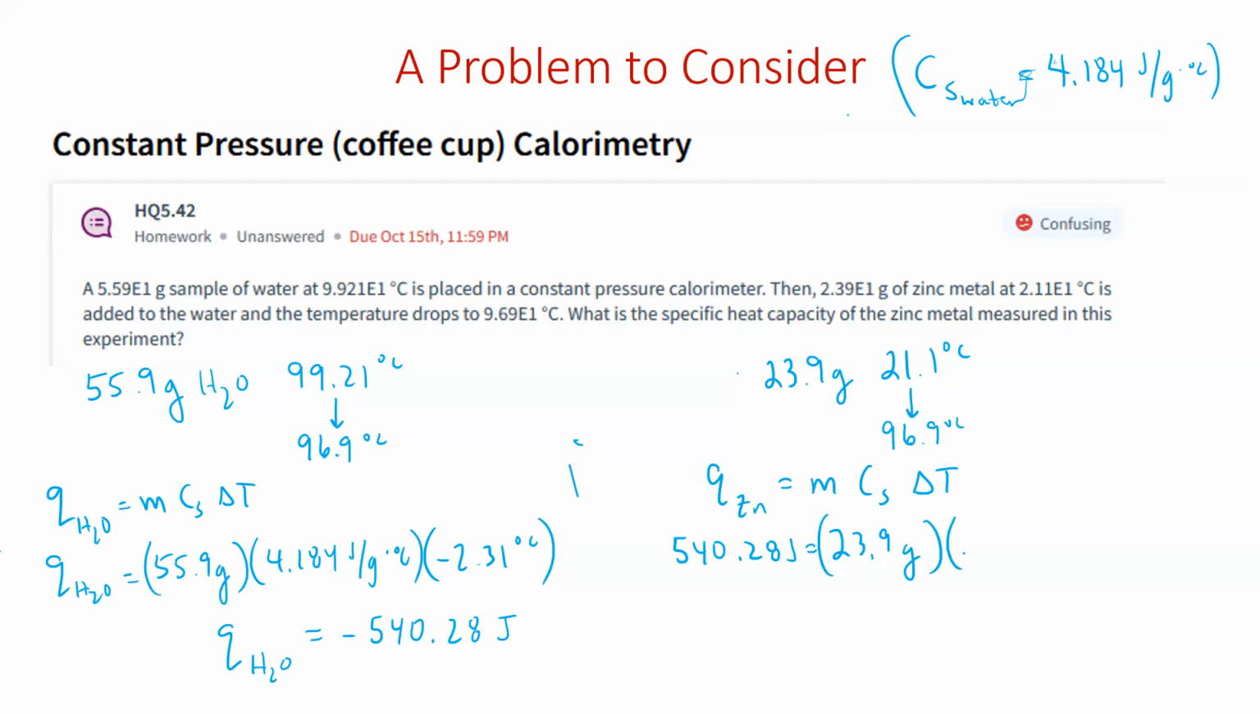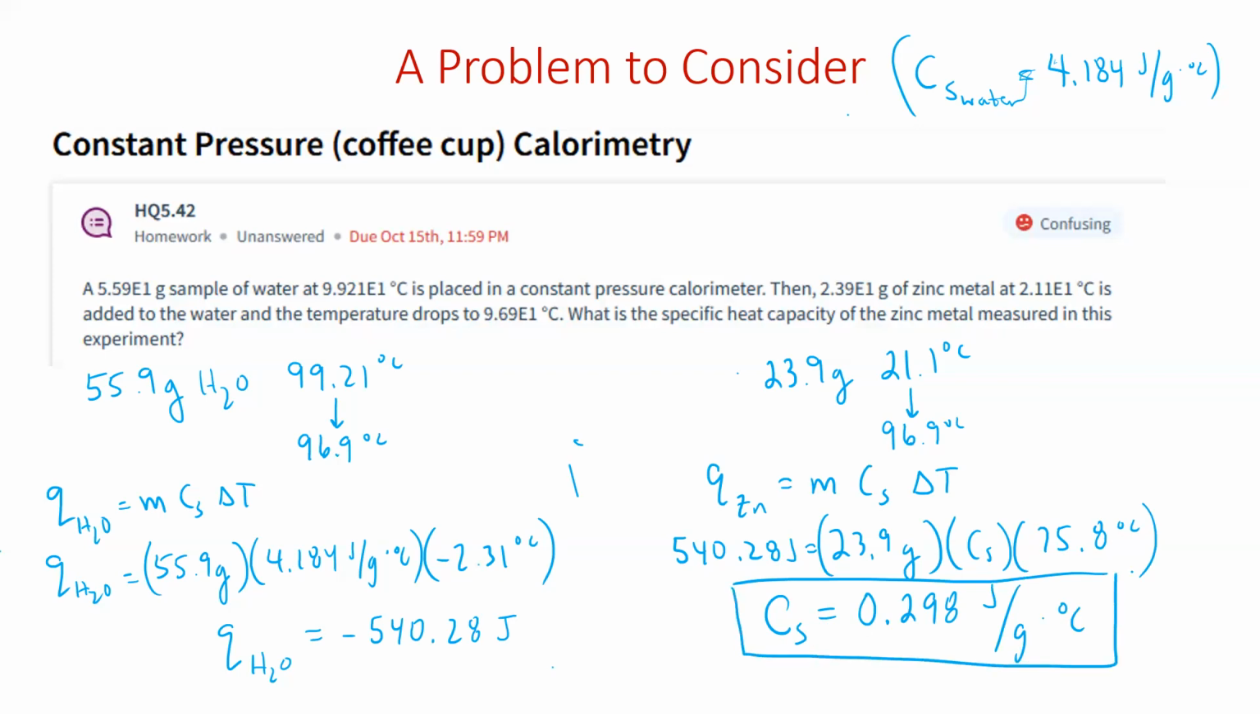540.28 joules equals my mass, 23.9 grams, my specific heat, which is what we're looking for, and my delta T of 75.8 degrees Celsius. We divide that across. I get a specific heat for the zinc of approximately 0.298 joules per gram times degrees Celsius.